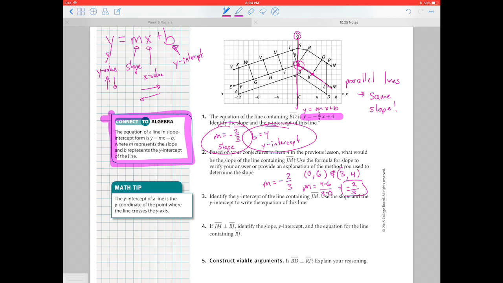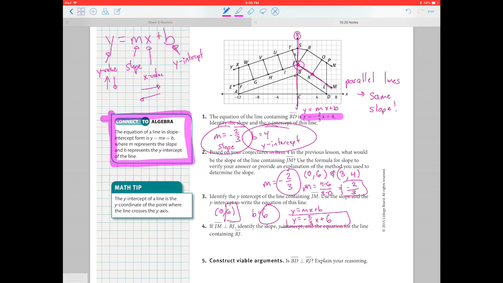That is J, which is (0, 6). We don't use both parts of it, we only use the y part of it. So b is equal to 6. That's our y-intercept. So if we plug all of our information into slope-intercept form, we replace the m with what we said it was, which was negative 2/3, and then replace the b with what we said it was, which was 6. So this is our final answer for number 3: y = negative 2/3 x plus 6.